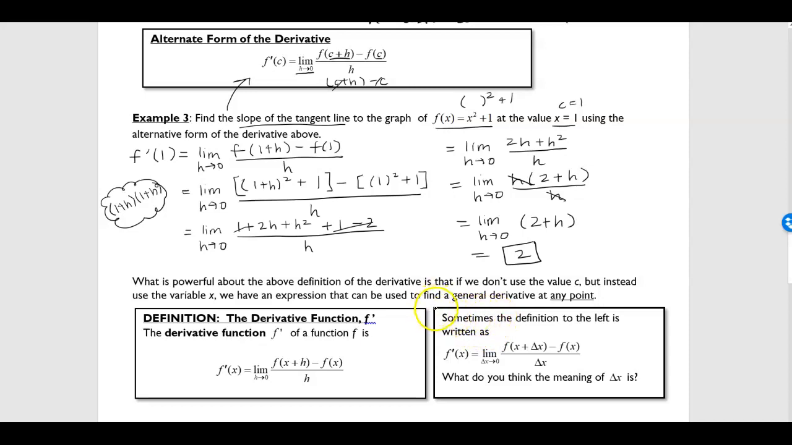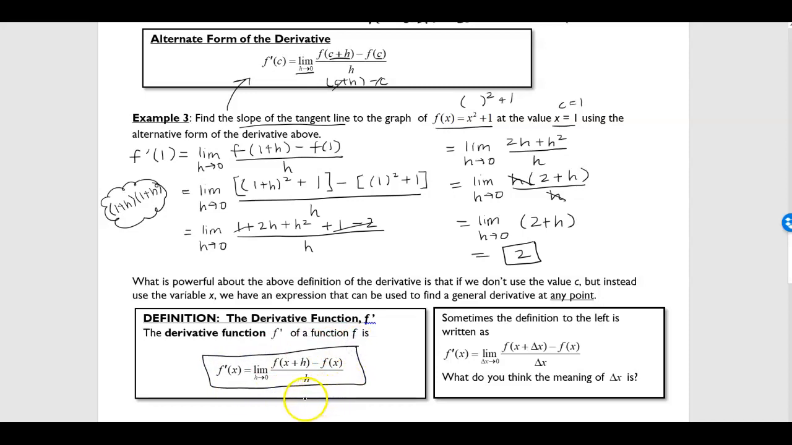Now I don't know about you, but that seemed like a lot more work than what we did in example number 2. And so I wouldn't necessarily use this method if it didn't tell me to. But the reason why we do is that it starts to get at the idea of the derivative function. So instead of just having the slope at a certain value, like in number 3, the slope at 1, I can start thinking about a derivative function that would give me the slope at any value. And so essentially what we have is just the same formula, but I've replaced the c with an x.